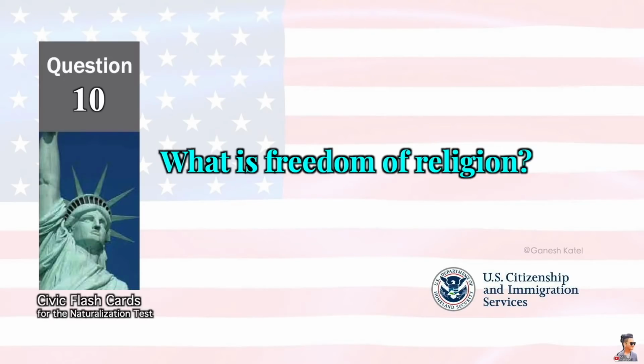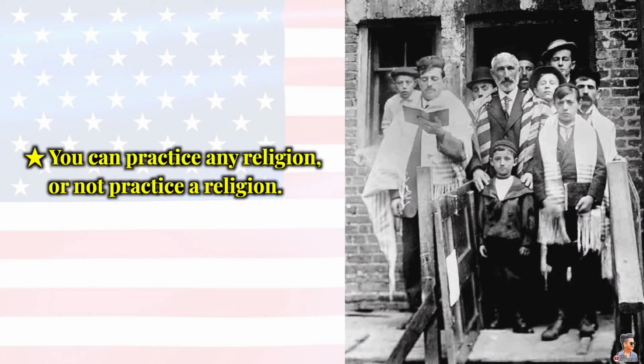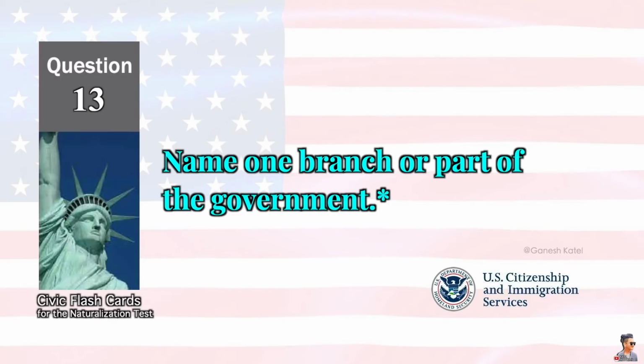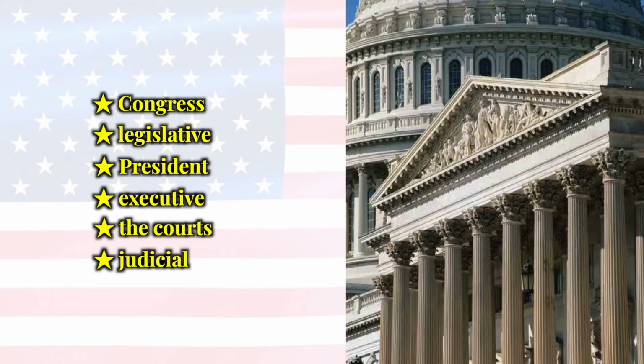What is freedom of religion? You can practice any religion or not practice a religion. Name one branch or part of the government. Congress. Legislative. President. Executive. The courts. Judicial.